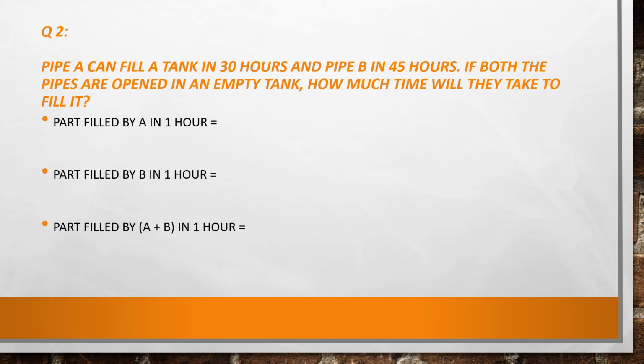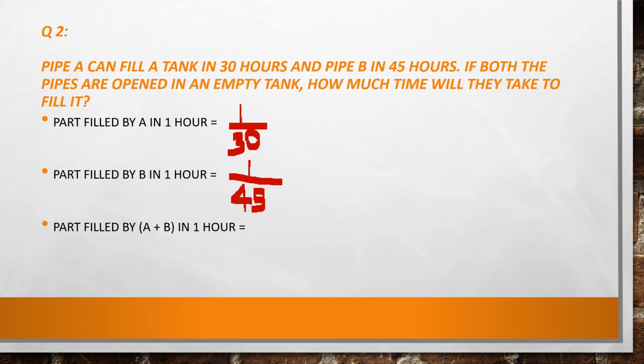അപ്പോൾ part filled by A in 1 hour is given by, അപ്പോൾ നമ്മൾ എന്താ എടുക്കേണ്ടത്? 1 by x ആണെന്ന് ഞാൻ നേരത്തെ പറഞ്ഞു, ഇക്വേഷൻ കാണിച്ചതല്ലേ. So this will be 1 by 30 and part filled by B will be 1 by 45. So very simple. It's in hours itself. You don't have to convert.